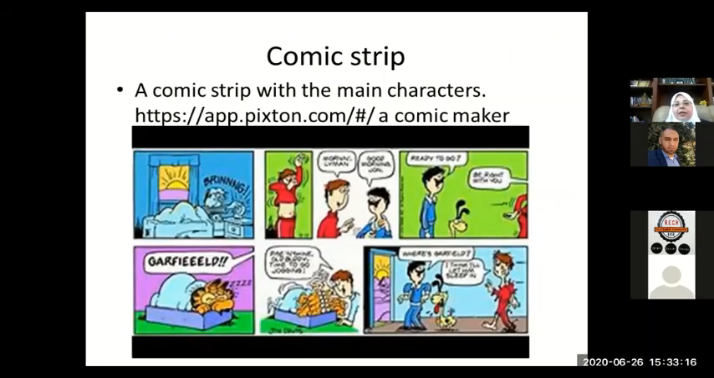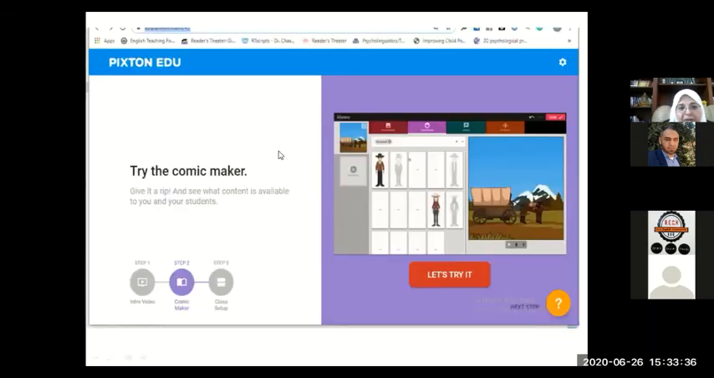Also, I love this idea as well, which is called comic strip, where you bring a comic strip from the internet, and there are plenty. If you just write comic strip, you will find plenty. And they have to prepare conversations between the characters as a comic strip. And there is a website as well where they could pick the characters, pick their scenes and everything, and they could write their comic strip.